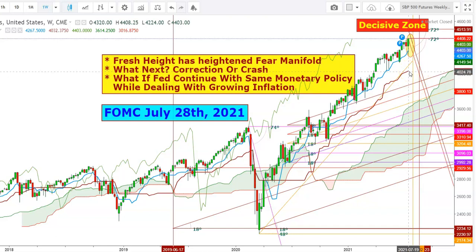But here a breakdown below this level could continue this downward trend in the S&P 500 futures, whereas this fall could be steeper below the levels of 3928.